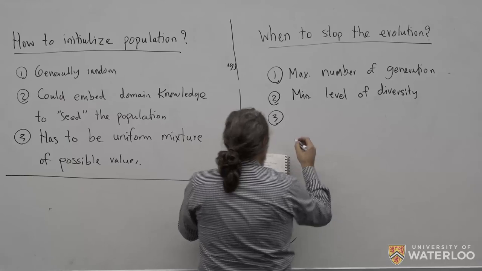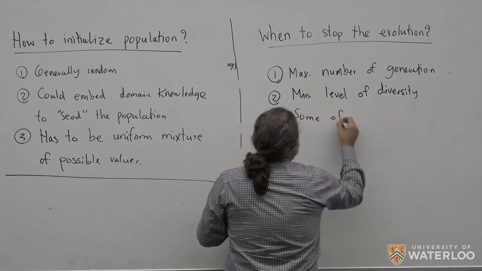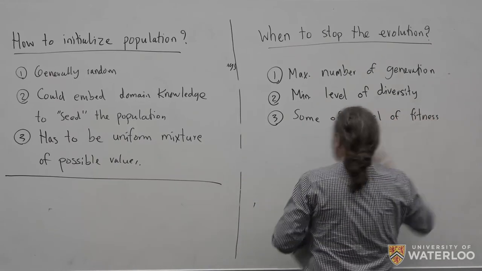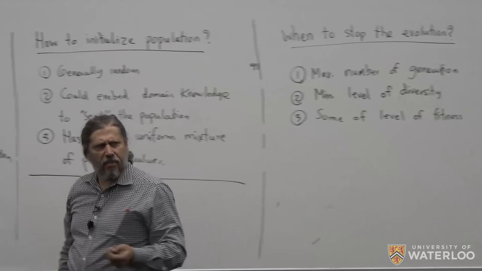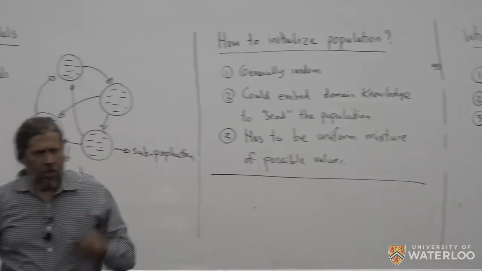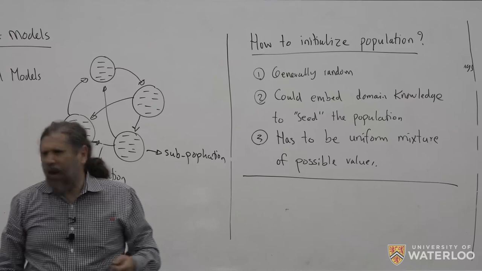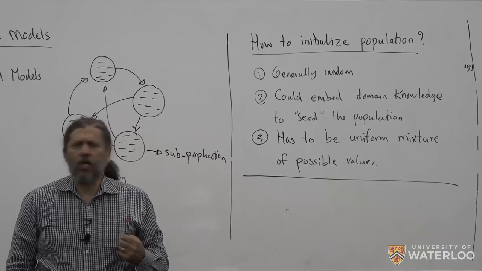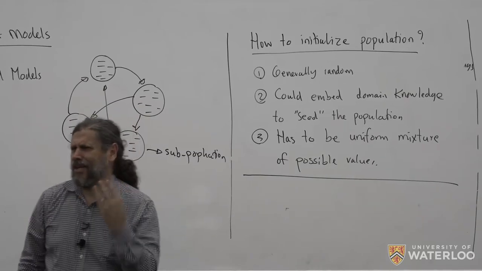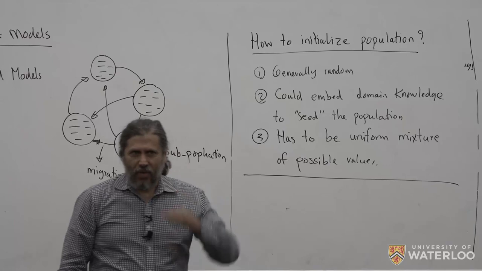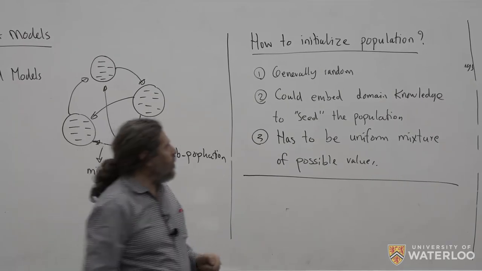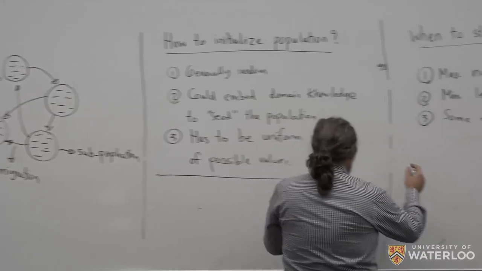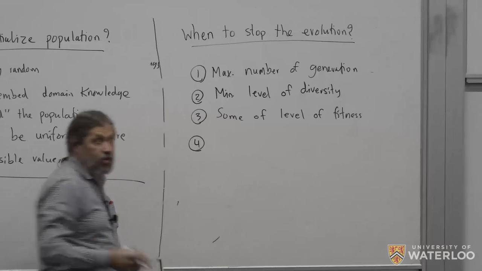Third, some level of fitness. If you have an idea of the maximum fitness for a chromosome, say it is 2, and you have 500 chromosomes, okay, 500 times 2 is 1,000. Okay, go until the maximum fitness is 700 at least. So target some level of fitness. Four, so we have many ways to stop, apparently.